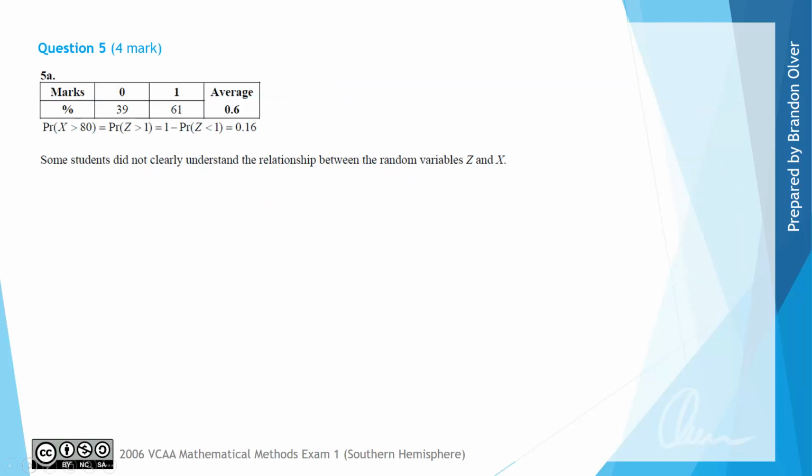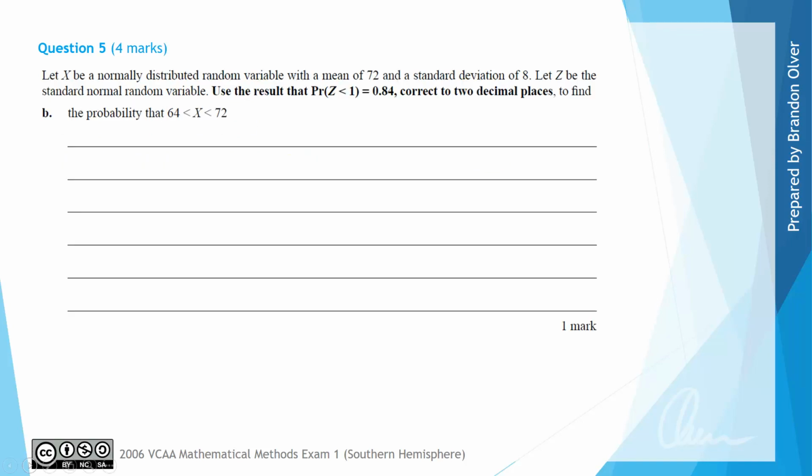From the examiner's report, we can see that some students did not clearly understand the relationship between the random variables z, which was the standard normal, and x, which was the other normal distribution we were given. The things you need to be aware of are that they are symmetric bell curves and that the areas within them should correspond.